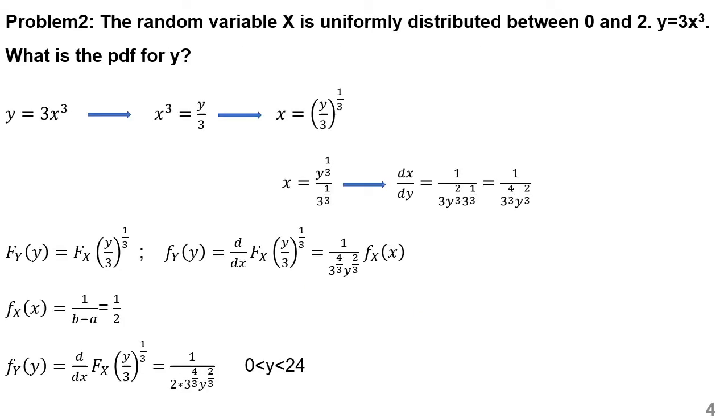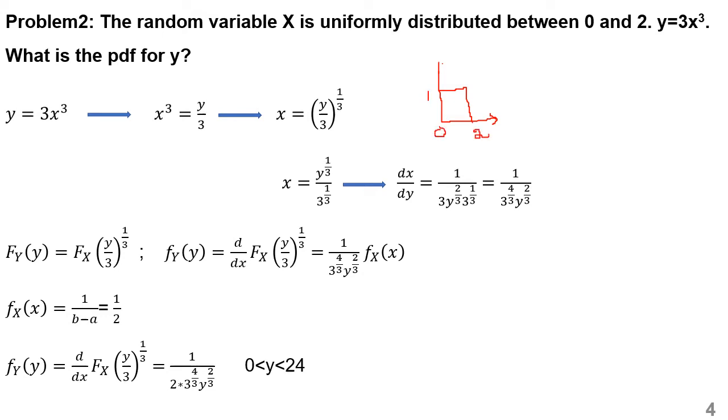We solve the second problem. The second problem states that the random variable x is uniformly distributed between 0 and 2. Y is given as 3x cubed. What is the PDF for y? First and foremost information we have here is that x is uniformly distributed. For a uniformly distributed function, the PDF is defined as 1 for the period 0 to 2.